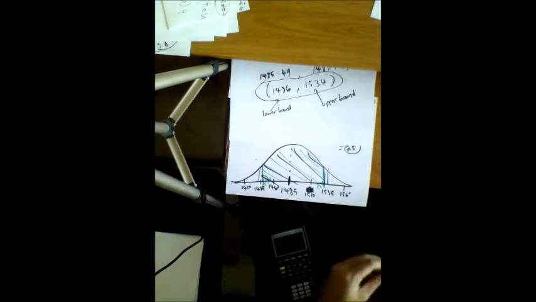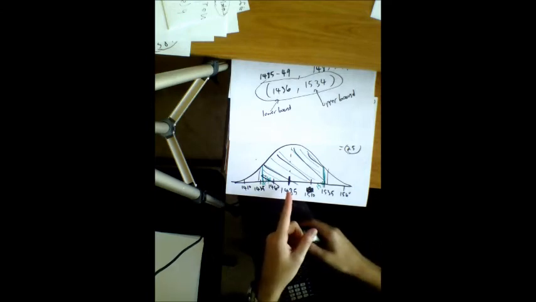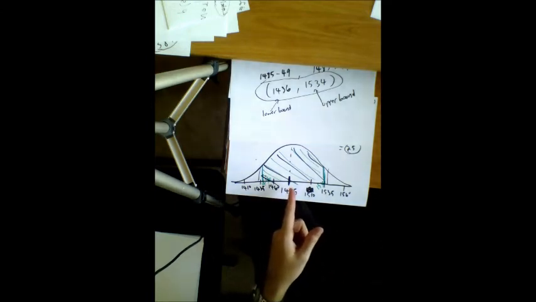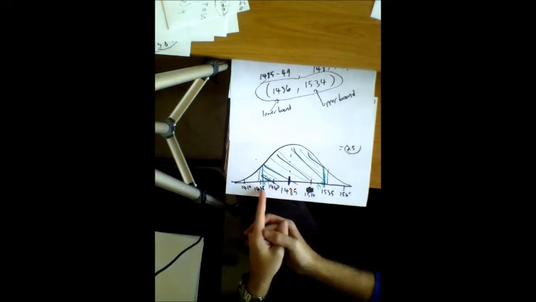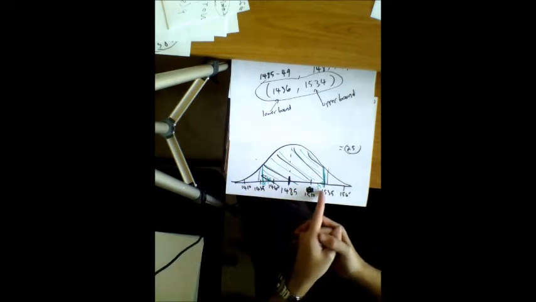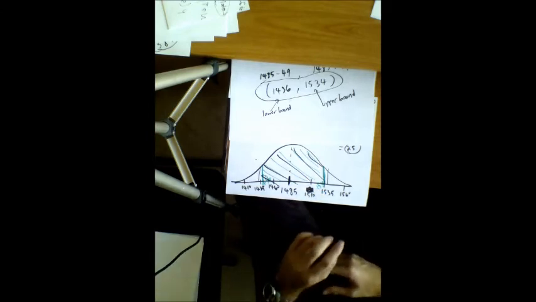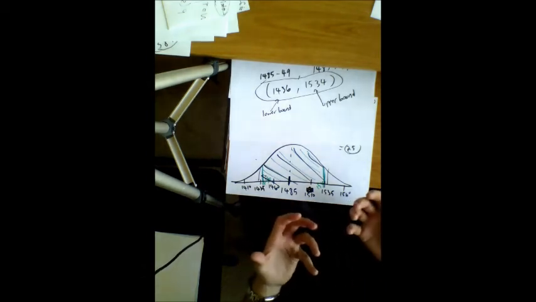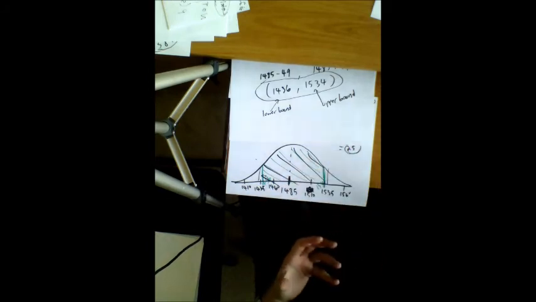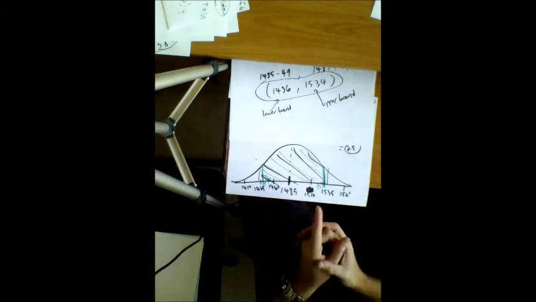So again, what did we do? We took the mean of our sample, and we found with 95% certainty that between 1436 and 1534, our actual population mean is somewhere in there. So we can say with 95% certainty that the students in the US average somewhere between 1436 and 1534.